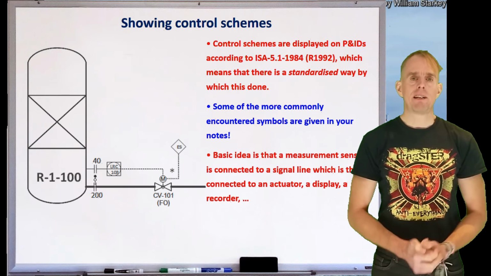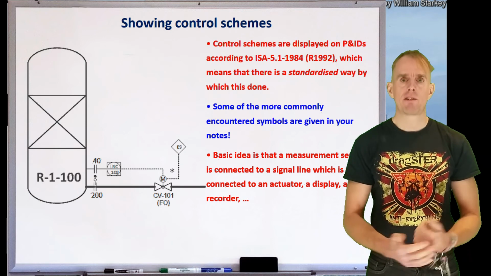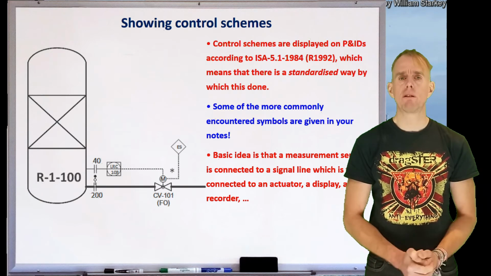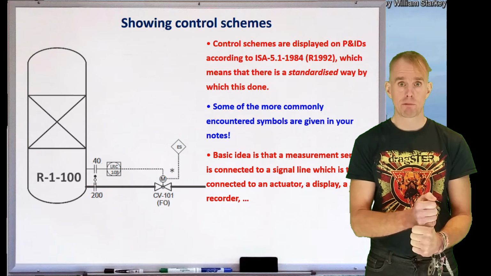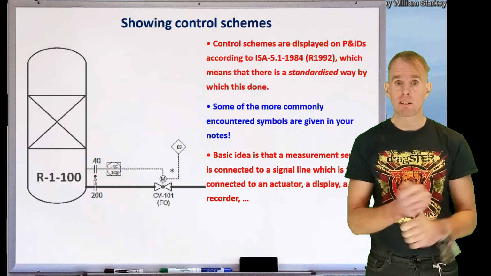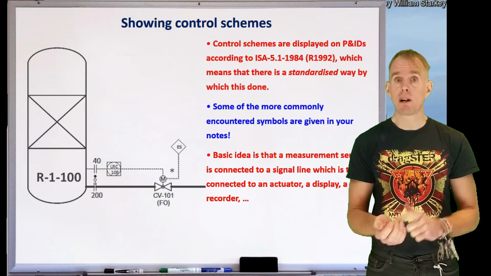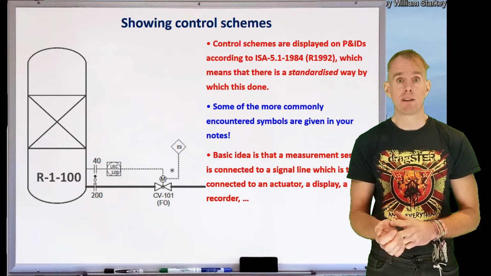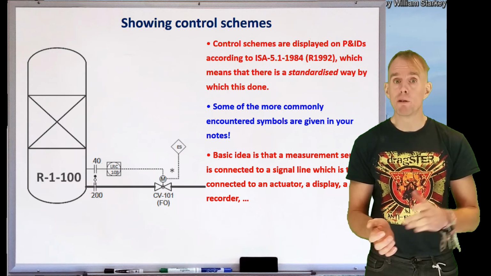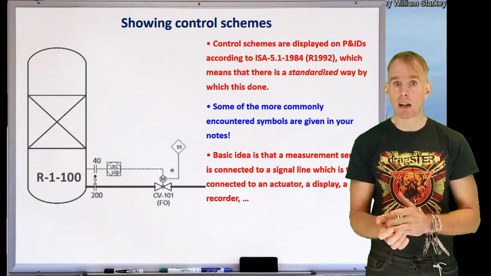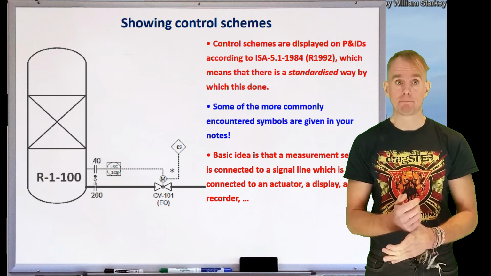Now, the basic idea, and we're going to elaborate far more on this in the next part of this lecture, is that if you're controlling something, you first of all need to measure something, you need to translate that measurement into a signal, and then that signal needs to go somewhere that does something, either in terms of displaying, or moving an actuator, or sounding an alarm, or data logging.